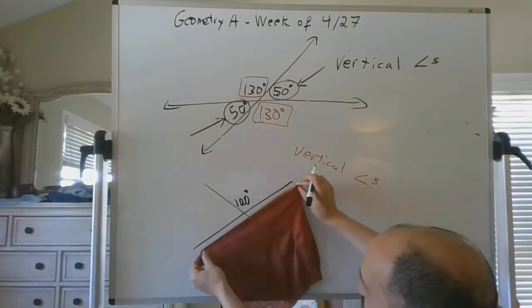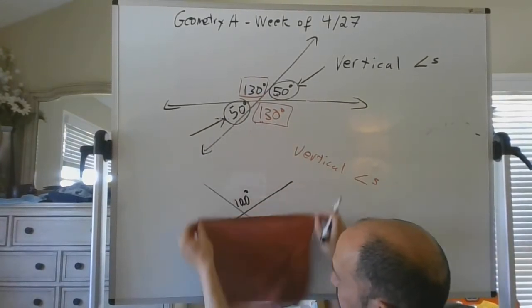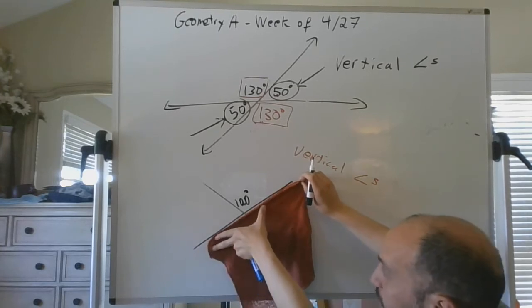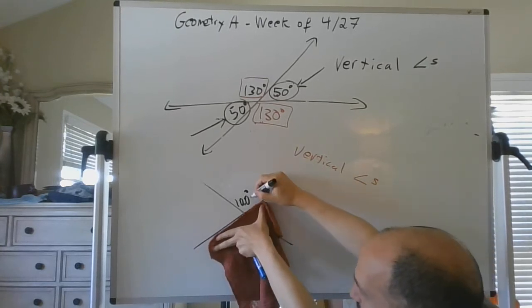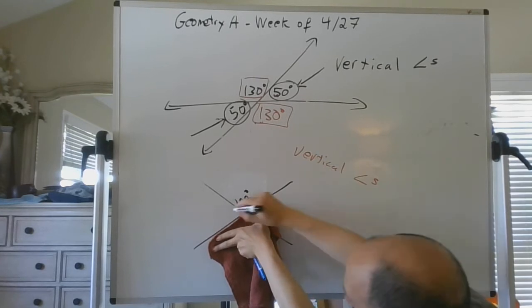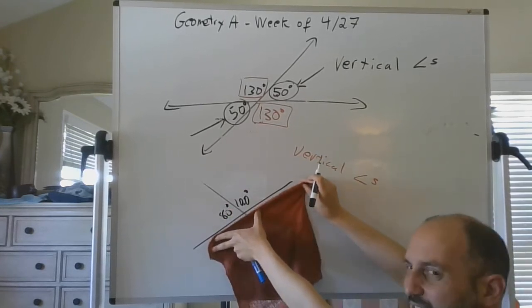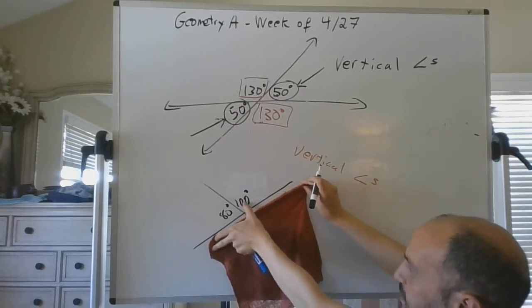So now I'm going to ask you this. The one that makes a straight line with 100, so you can go like this, you can go like this, however you want. The one that makes a straight line with 100 has to add up to 180. So 100 and what will give you 180? Well, simple. This would be 80 degrees. So if I add them up, 100 plus 80 equals 180 degrees.